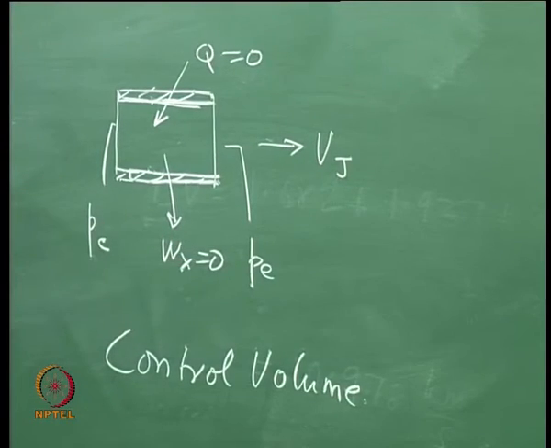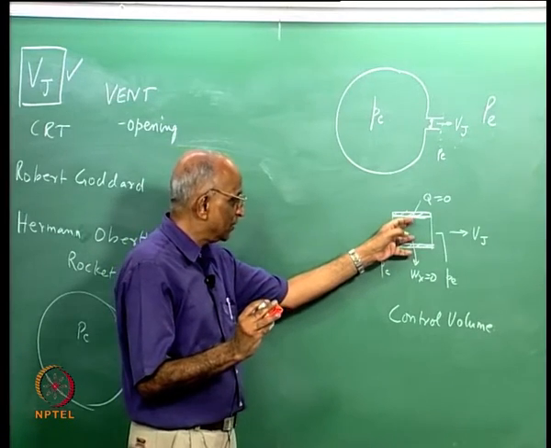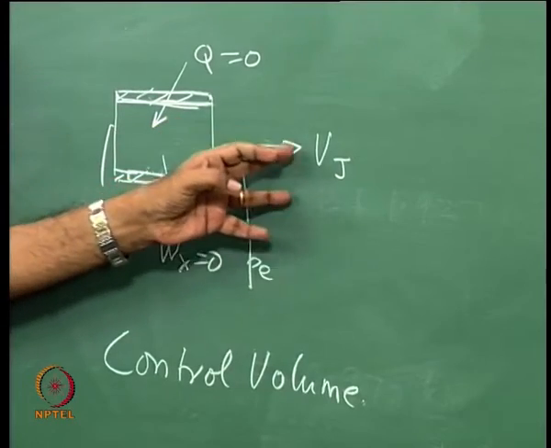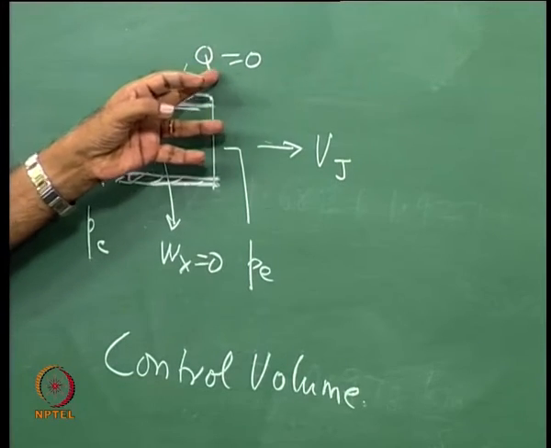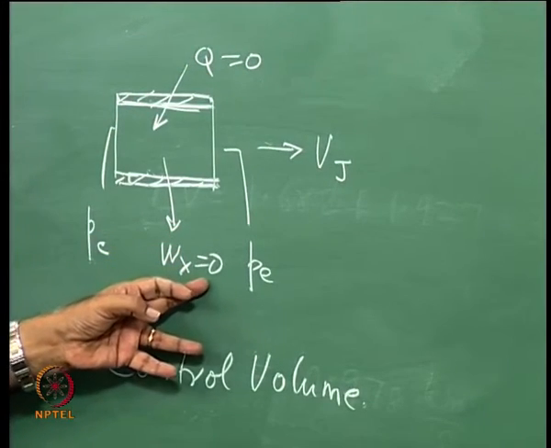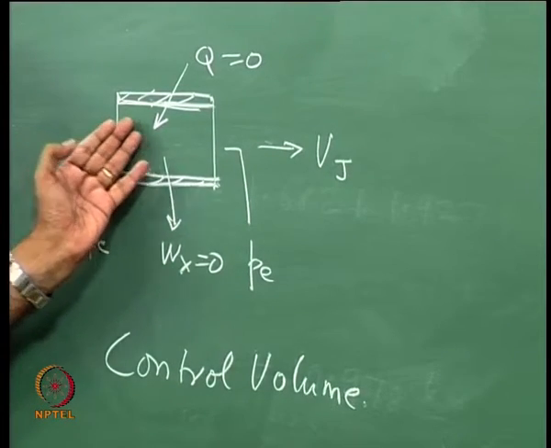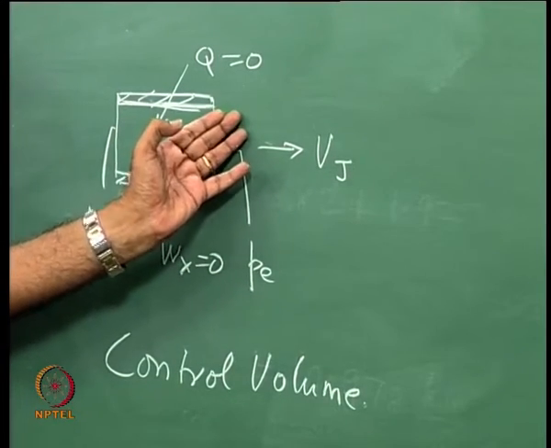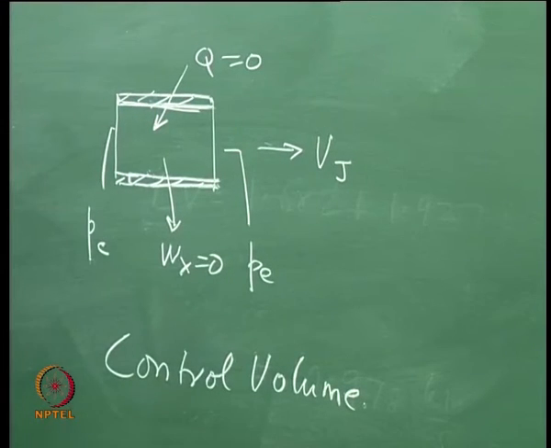Therefore, the assumptions I have made so far is high pressure gas enters a vent, leaves the vent at a high jet velocity. The vent is such that it is adiabatic, that is the heat transfer is 0, and the work done by the vent is 0. Mind you, there might be work interaction taking place here, but across the surface of the vent, the work done is 0.